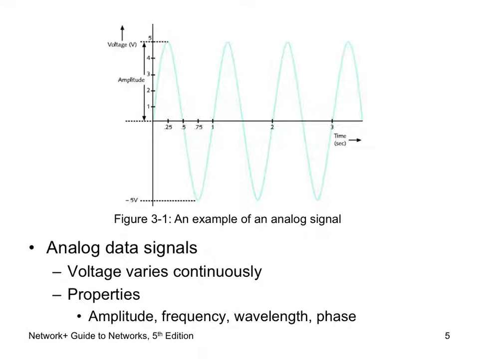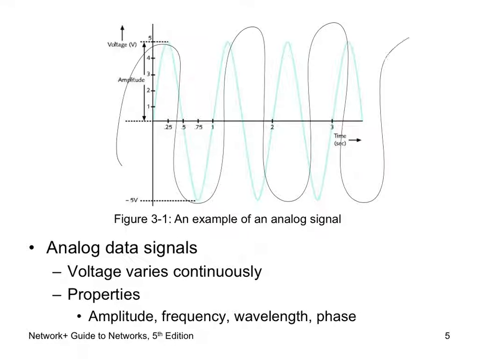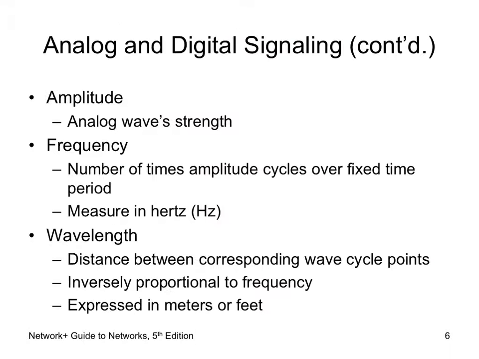So here's an example of an analog signal. You'll notice on an analog, the lines are continually moving like a wave. It never really stops. Even if it's really low, it's still moving somewhat in an analog system. The voltage varies, as you can see, but it's continuous. And the properties of analog are amplitude, frequency, wavelength, and phase, which we'll talk about.